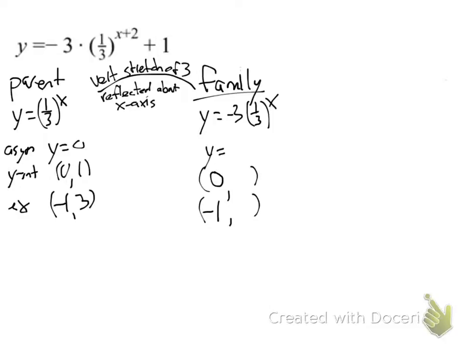0, -1, right? And now just multiply all of the values of my y's by -3. 0 times -3? Still 0. Not going to affect it. Guys, here's a hint. On the family, it's always going to be y equals 0 still, because no matter what I multiply to 0, it's always going to be 0. And 1 times -3 is -3. And 3 times -3, -9. Any questions, guys? Please ask them.